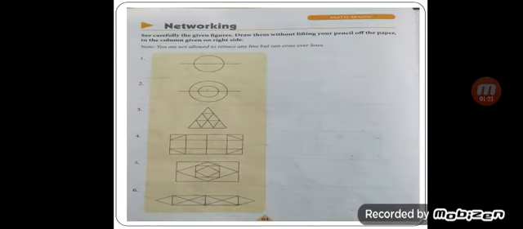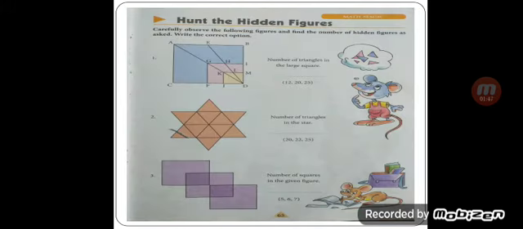Next is networking. You have to look carefully at the given figures, and without lifting your pencil, you have to draw them on the paper. It is your homework, as I am not giving any assignment today. So this is your homework to practice at home: without lifting the pencil off the paper, how will you draw these shapes? Now come to the next one.